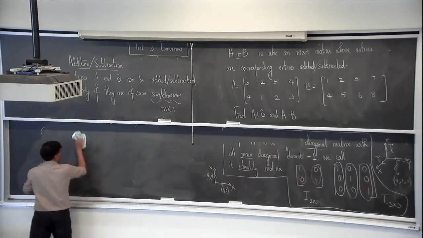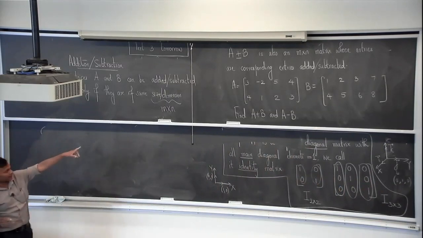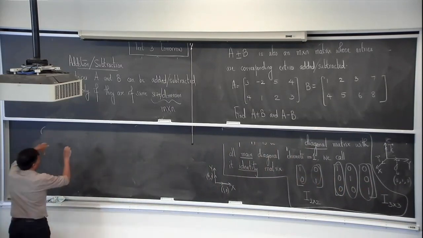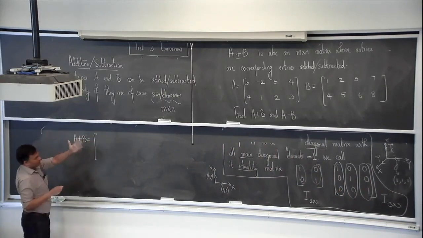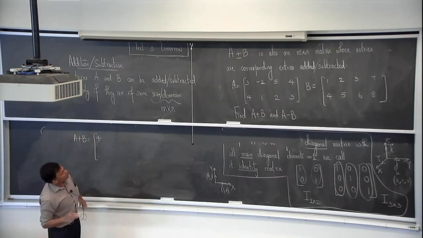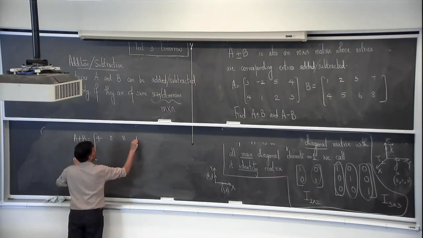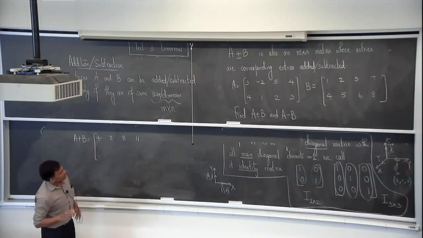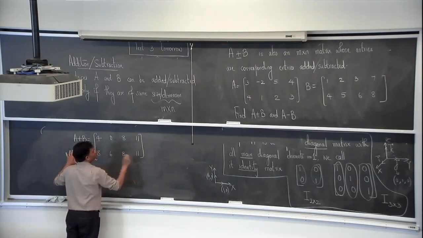I'm not going to ask you what A plus B is. So I hope all of you understand when I say going to add and subtract the corresponding entries. The first entry would be 3 plus 1, 4. Just correct me if I'm getting this wrong. 0, 8, 11, 8, 6, 8, 11. That's right.